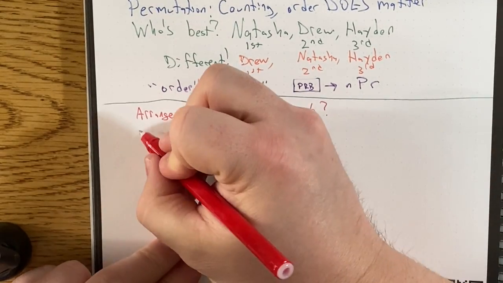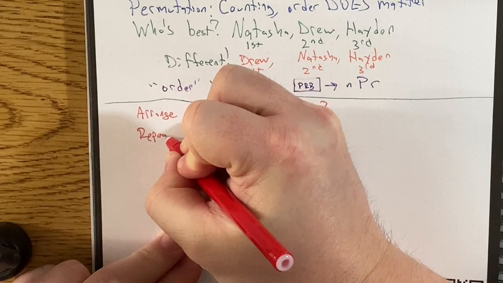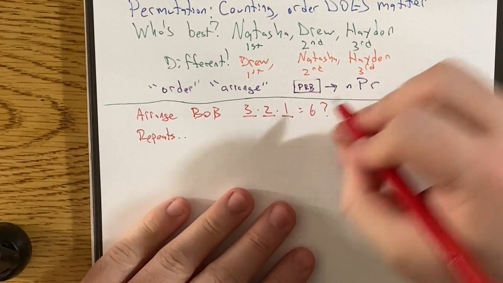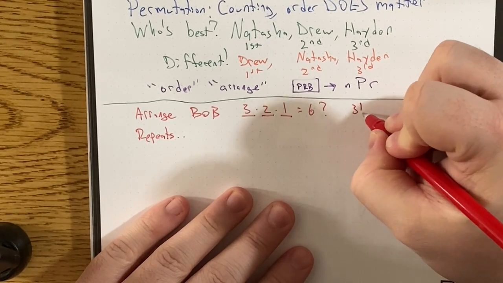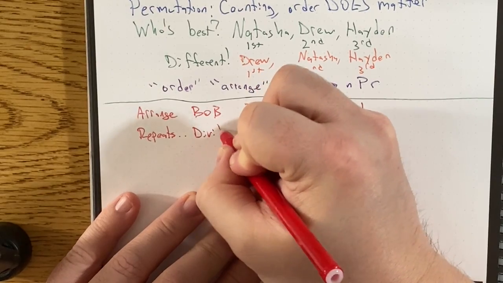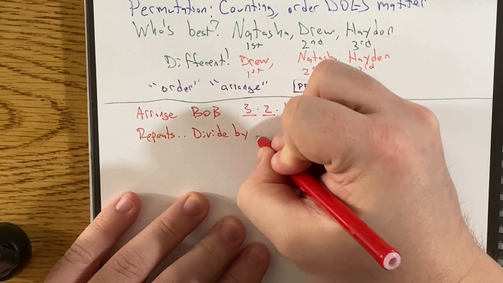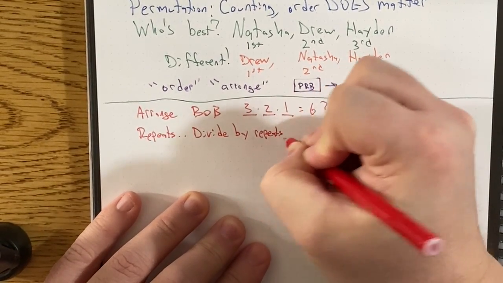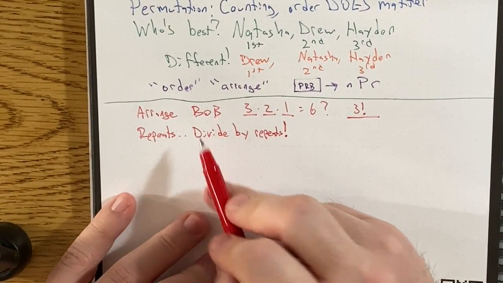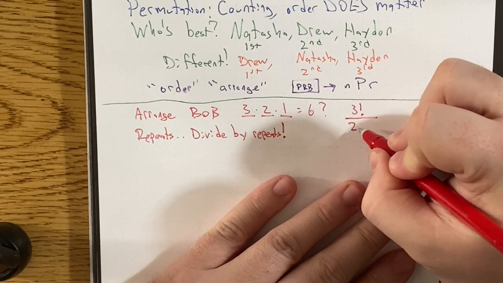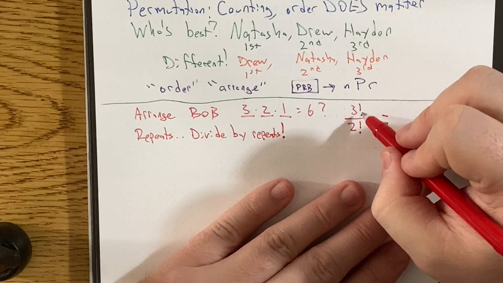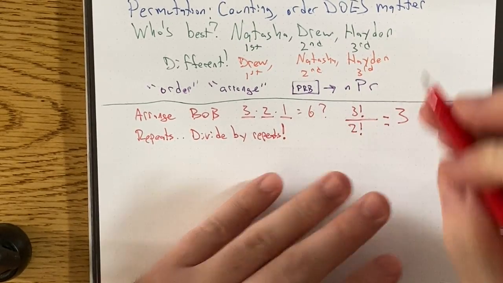So when there's repeats, 3 times 2 times 1, that's really just 3 factorial. When there's repeats, you've got to divide by repeats factorial. So how many B's are there? There's 2. So you've actually got to divide it by 2 factorial, which if you did this in a calculator, you would get 3.